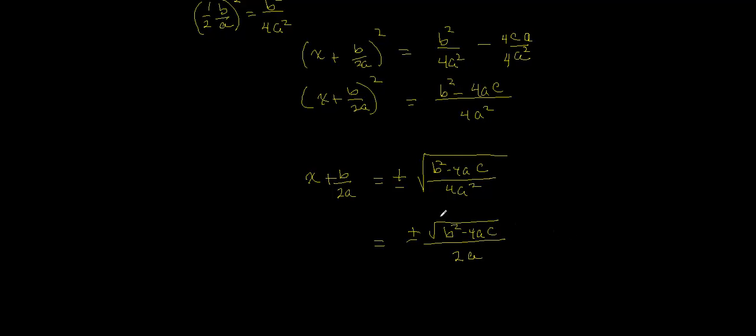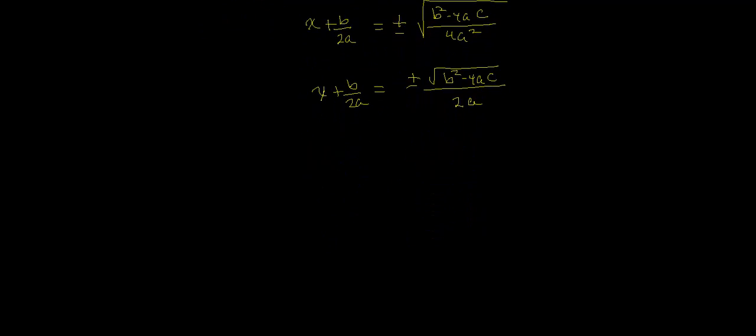And then I can go ahead and solve for x on the other side. And that would give us x is equal to, if I subtract b over 2a from both sides, negative b over 2a, plus or minus radical b squared minus 4ac, all over 2a.